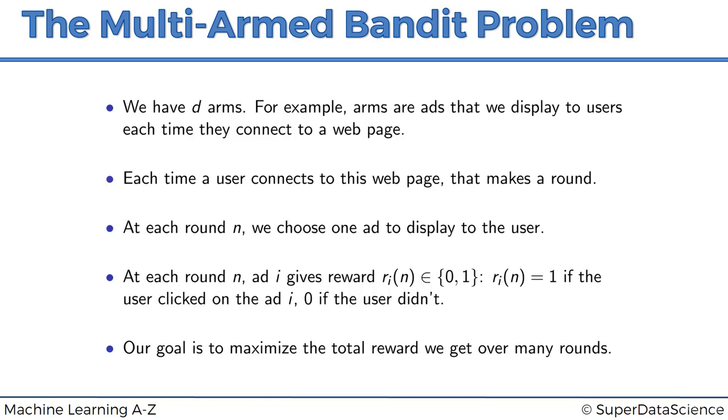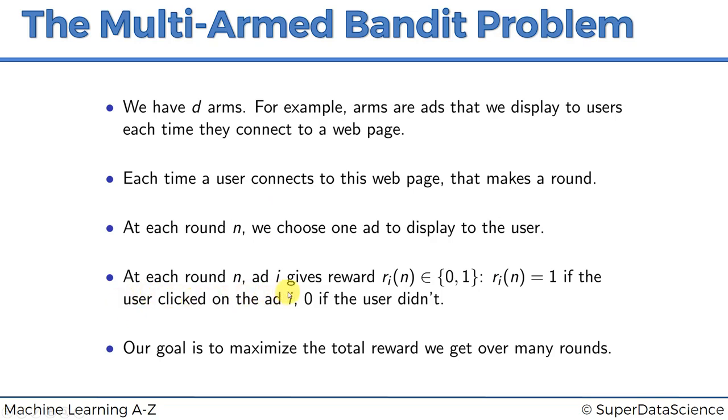All right, so this is a quick summary of the multi-armed bandit problem. So let's go through this very quickly so we can get to the fun stuff. So we have d arms. For example, arms are ads that we display each time a user comes to a web page. Each time an ad is displayed or a user visits this page, that's a round. For each round n, we choose which ad to display to the user. You can only display one ad, like with the one-armed bandits. You can only pull one of those arms. You can only choose one machine to bet on.